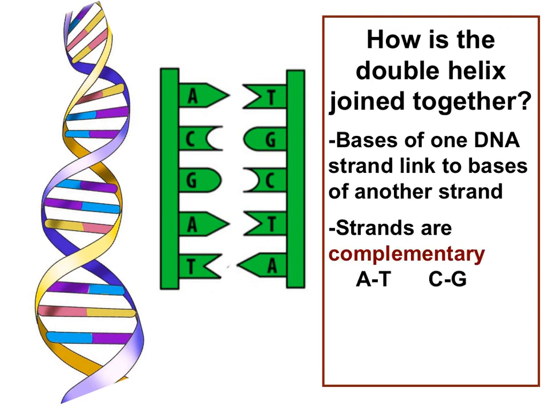In addition, the bases match up in a specific way. You'll notice that A is always opposite of T, here, here, and here. And C is always opposite of G, here and here. Now, this matching is referred to as the strands being complementary. Complementary simply means that the strands match up or fit together in a certain way. The rule is that A is complementary to T and C is complementary to G.